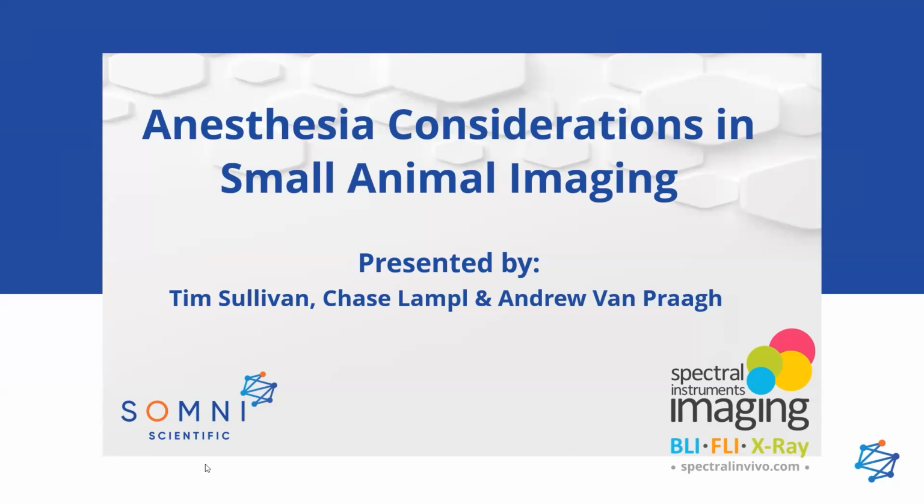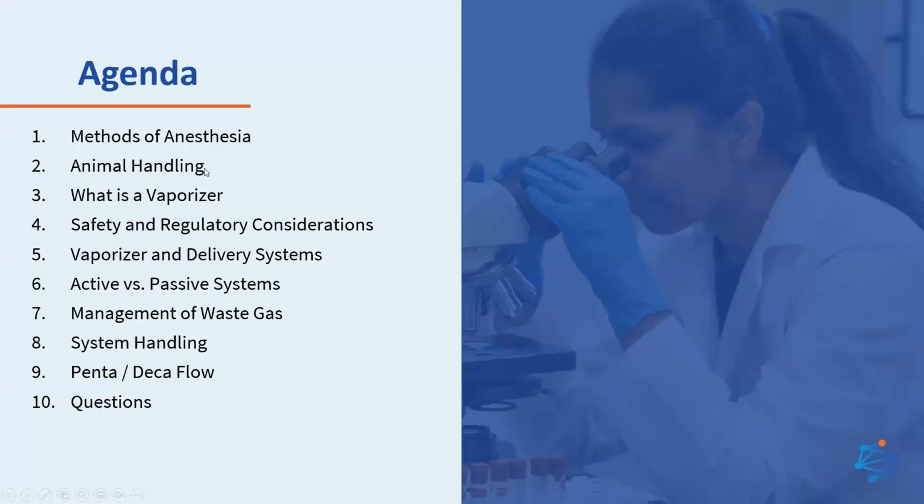Good afternoon or good morning, depending on where you're located. We'll look at the agenda. First, we'll take a look at the methods of anesthesia, followed by animal handling. Next, we'll look at what a vaporizer is and how it works, and then review safety and regulatory considerations. Next, we'll look at vaporizer and delivery systems, and more specifically, active versus passive style systems, and how each of these systems is used to manage, or lacks the ability to manage, waste gas, followed by system handling, and then a review of the Penta and Deca flow offered by Spectral. And then we'll follow everything up with questions at the end.